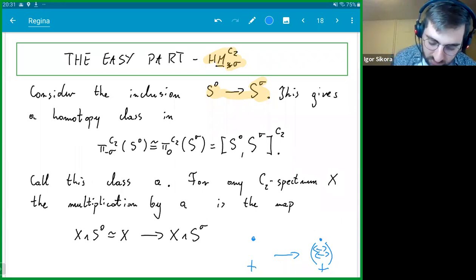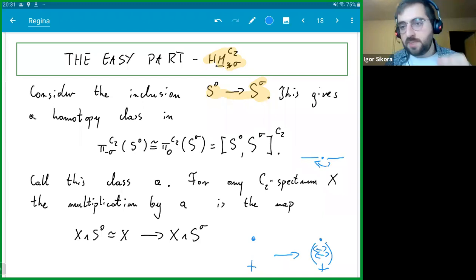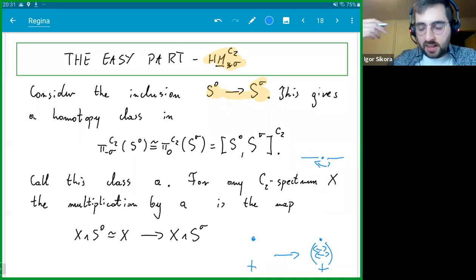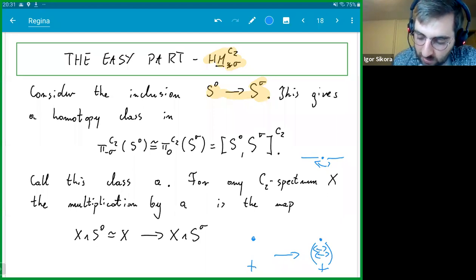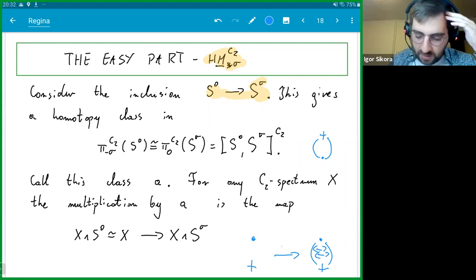Maybe this is a good point also to say how S sigma is produced. So we are taking the sign representation. This is just a real line where C2 acts by the sign. And then we are taking the one-point compactification, so we are closing the whole line to the circle, and we take the infinity as a base point. So this is where S sigma comes from. And this map is very simple. Of course, we send fixed points to fixed points.